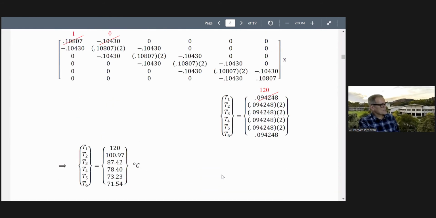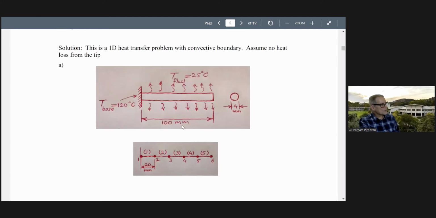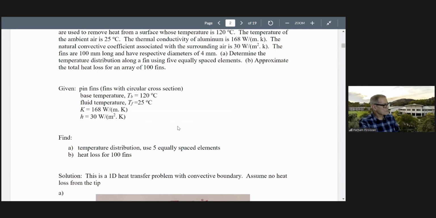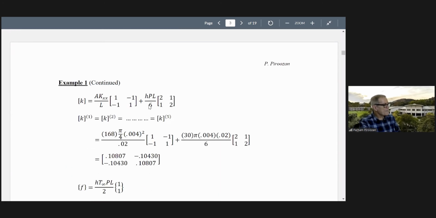All right, that was this problem. Any questions about this problem? Yeah, I have a question about finding the K matrices and the F matrices. You have them as K1 equal to K2 equal to K5, but aren't there 6 nodes? Oh, these are for each element, not for each node. So this is the element stiffness matrix. That's what we call it, element stiffness matrix, for each element, not for the nodes. All right, a good question.